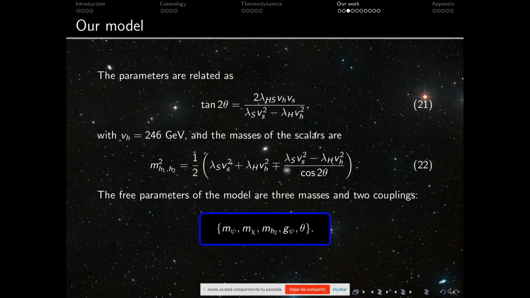The parameters are related by these expressions, in which there is a mixing angle after diagonalizing the mass matrix of your scalar sector, and this theta is basically how strong your Higgs portal is. You have other parameters, but they are not independent. Here you have the masses of your Higgses, and at the end you have these five free parameters of the model, which are three masses, the fermion, the pseudo-Goldstone, and the second Higgs, and two couplings, a Yukawa-like coupling and the Higgs portal.